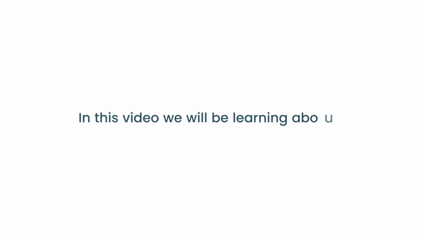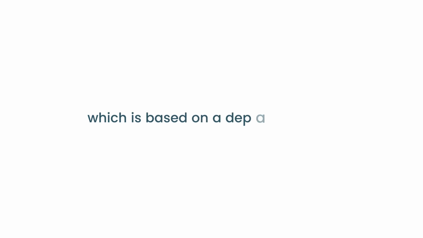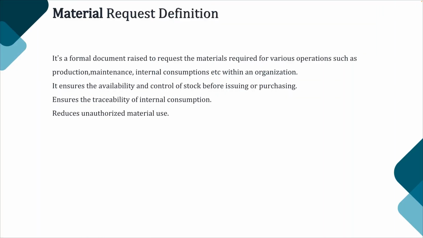In this video, we will be learning about a material request and material issuance voucher, which is based on your department type. What is a material request? It's basically a formal document raised to request the materials required for your various operations such as production, maintenance, internal consumption, etc. within an organization. It ensures the availability and control of stock before issuing or purchasing, ensures the traceability of your internal consumption, and reduces unauthorized material use as well.